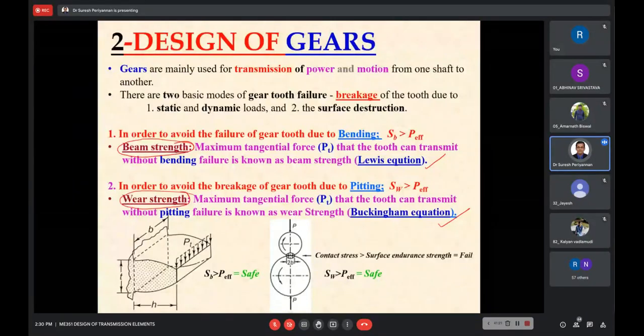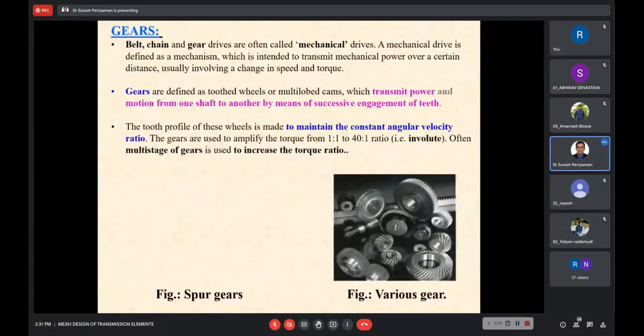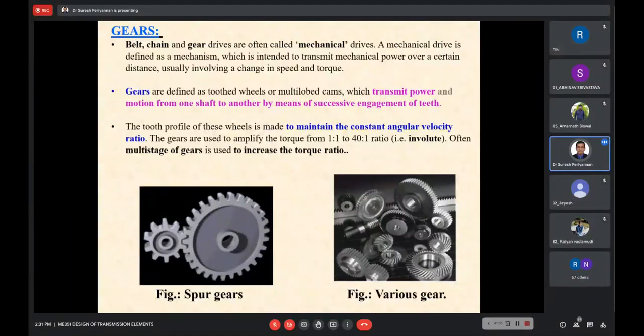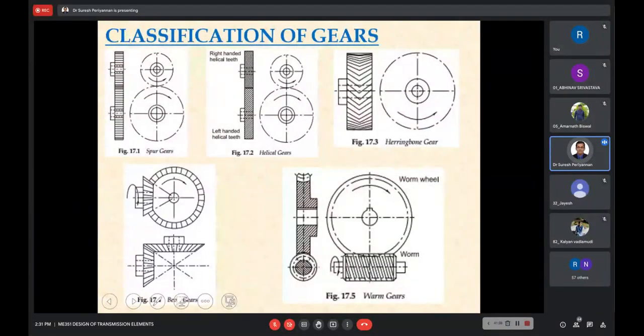Now, wear strength is due to the pitting effect. Beam strength is due to the bending effect in the gear. As we discussed, a lot of information, already we discussed the gears and variations of the gears. Now we go to this, this also we discussed already. This is the spur gear, and this is the helical gear.